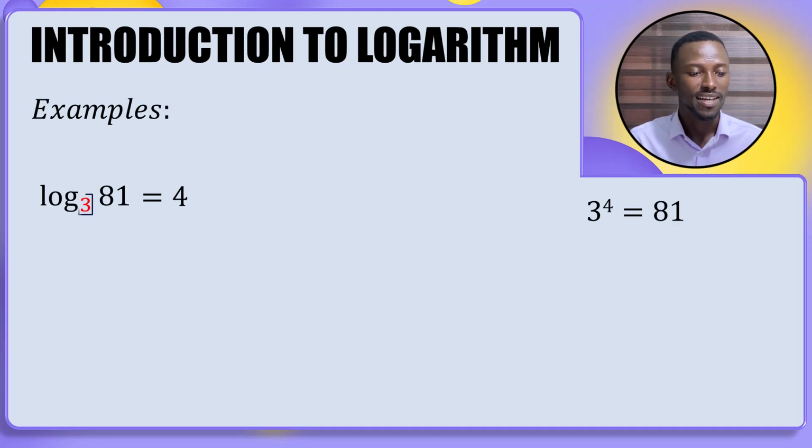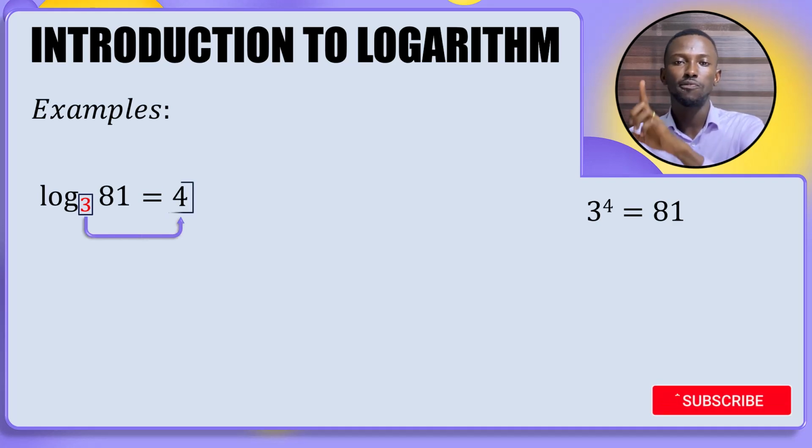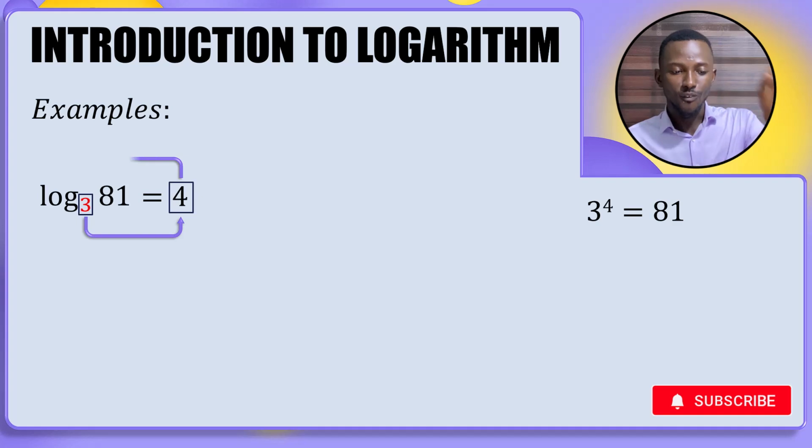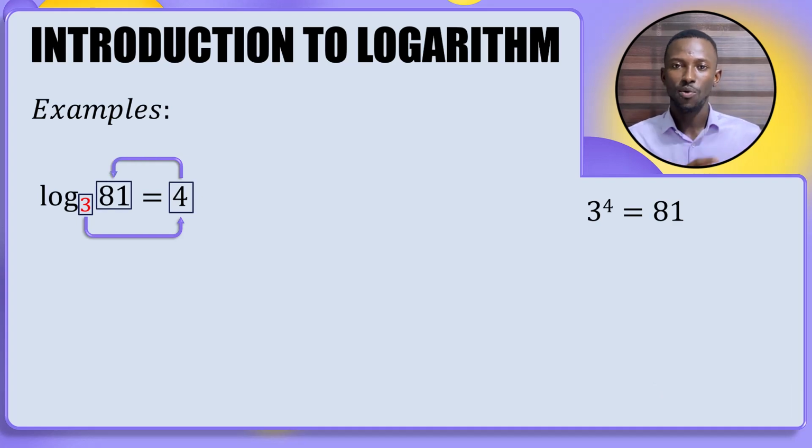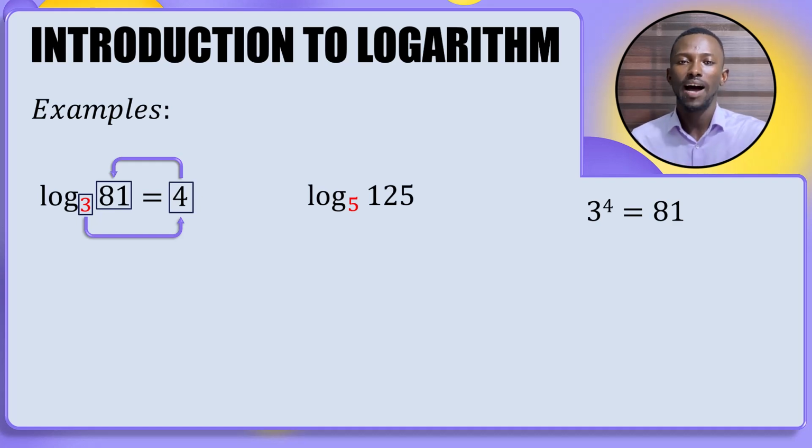This is what it means. The 3, which is the base of the log, exponent 4 is equal to 81. So you see the connection? 3 exponent 4 is equal to 81. Our next example, log to base 5 of 125.